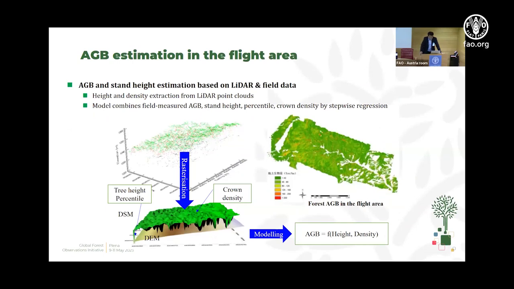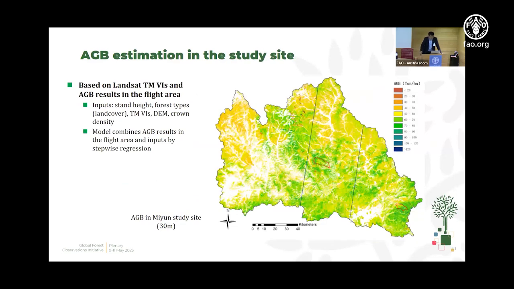First, in the flight area, we extracted height and density parameters from the LiDAR point cloud and built a model combining field measured above ground biomass, stand height, percentiles, and ground densities, and then got the very high accuracy biomass in the flight area. And based on that, we combine the input from Landsat data and some other data like DEM and forest types. We build the model, combining the biomass result in the flight area with these inputs.